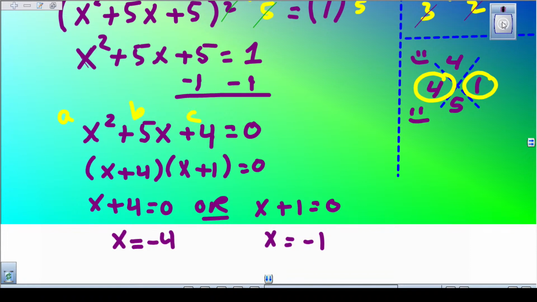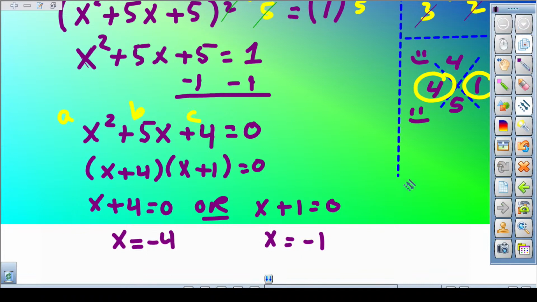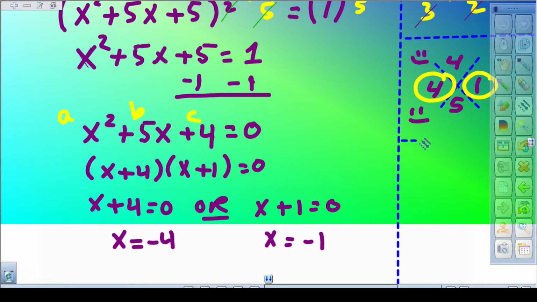By now, you should know what's my next step. Should I just leave this and circle in the answer, claiming it to be my solution, or should I do something else? Yeah, you got it. You have to do something else. And that something else is checking to see if it works or not.